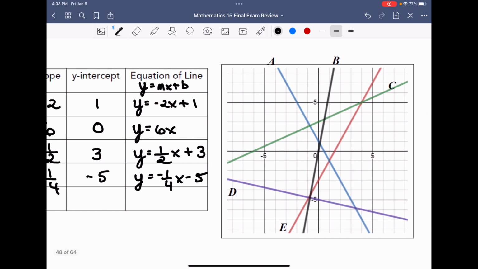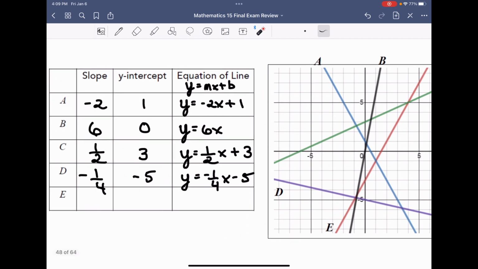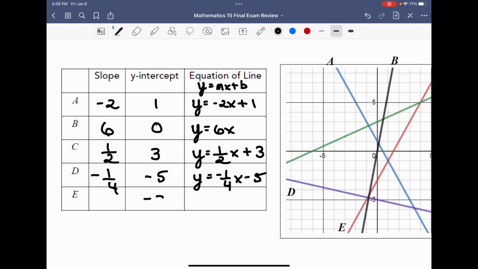Now, for E, we're going to make a couple predictions here. E is a positive slope because as it goes left to right, it increases. Because of its steepness, I would say that the slope is going to be something greater than 1. And then we have a y-intercept here, which is going to be -3. So we're going to go to our chart and put in a y-intercept of -3.